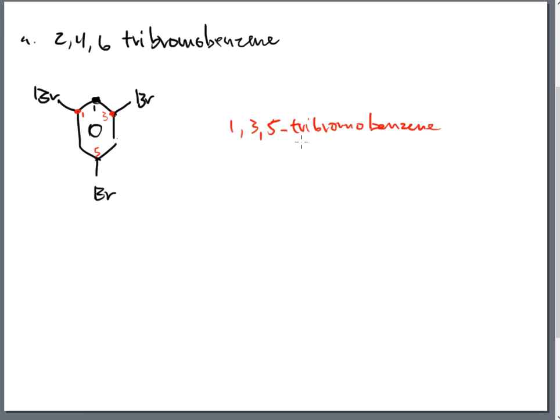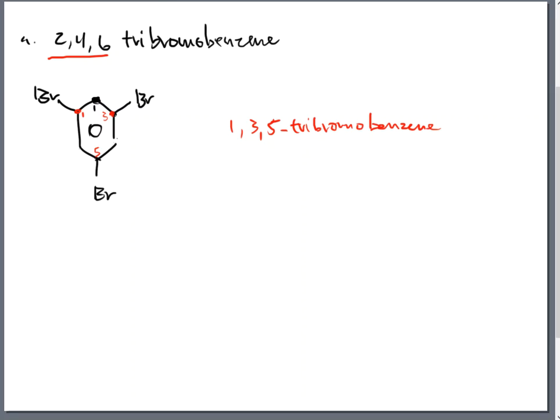Ding ding, you're correct. Good job for you. Because that's how this name is incorrect. If I look at 2,4,6-tribromobenzene and I draw that structure, I know that name is wrong because 2,4,6 is not appropriate. It's actually 1,3,5. That's the best way to answer these questions.